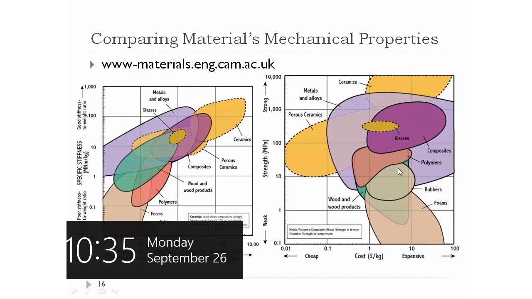Okay, in some application, you can see that composites is actually having a very high strength, but it's very expensive as well. If you need lower properties, you can use metal. Okay, and even lower, you can use wood.